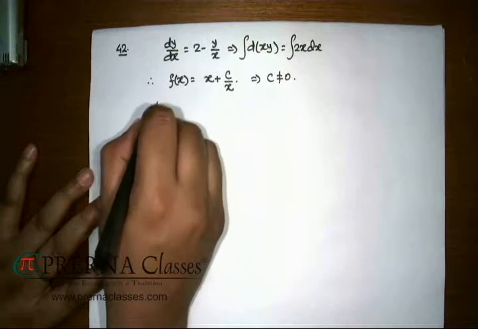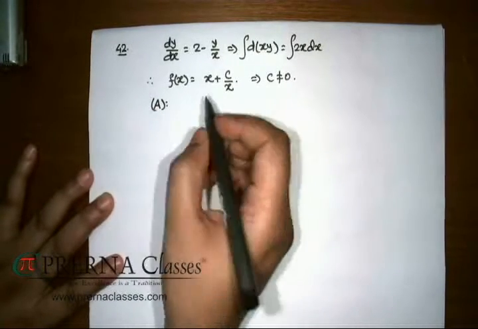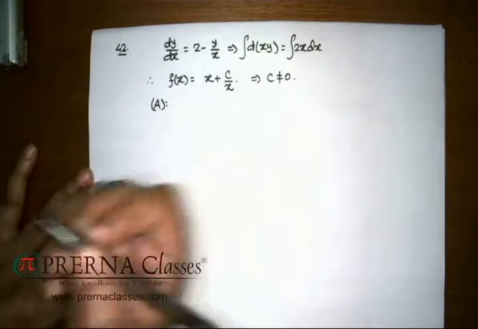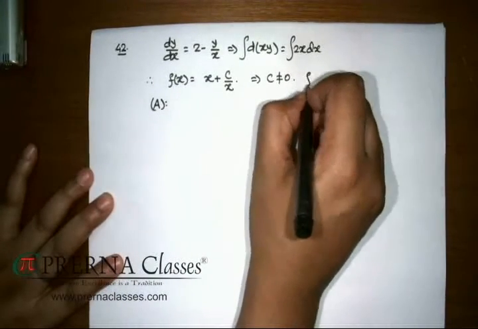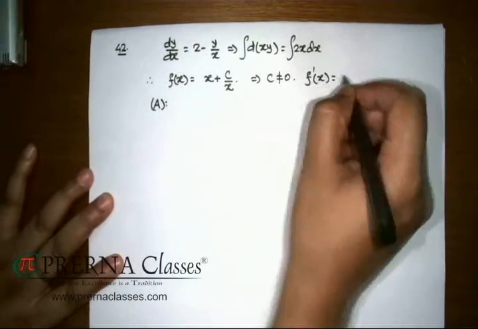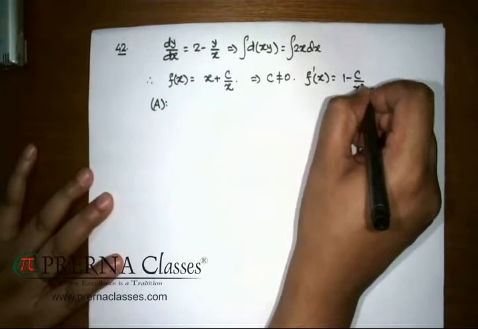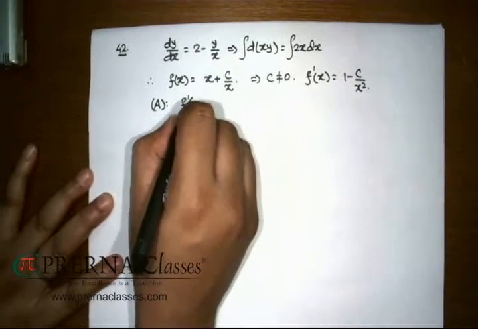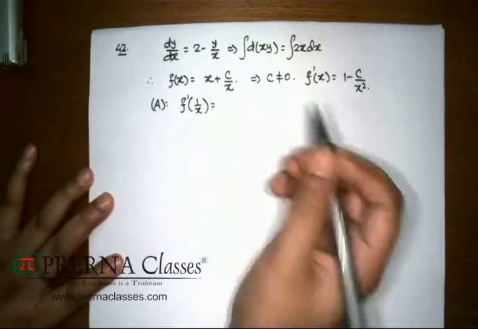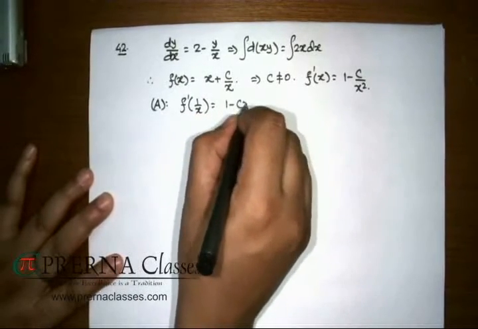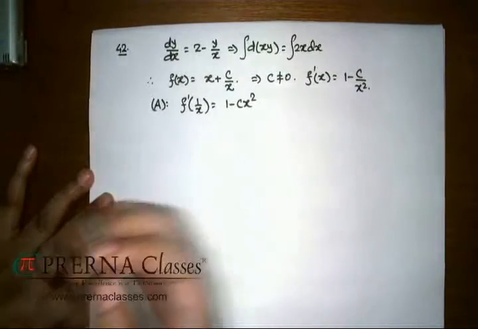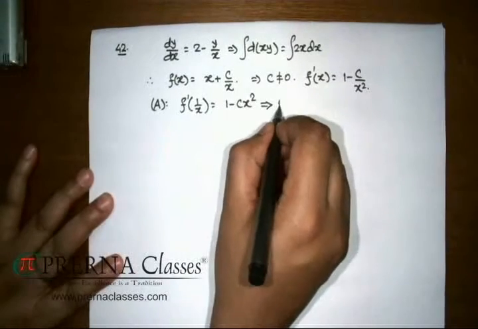Let's start off with option A, where you have to deal with f dash of 1 by x, where f dash of x you can check is this much. F dash of 1 by x then turns out to be 1 minus cx square, along with x approaching 0. This value has to approach 1. Clearly then that is a correct option.